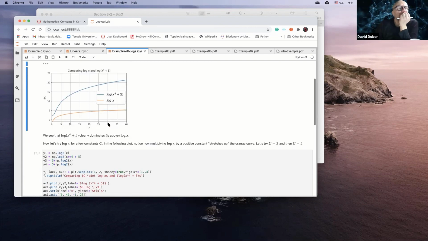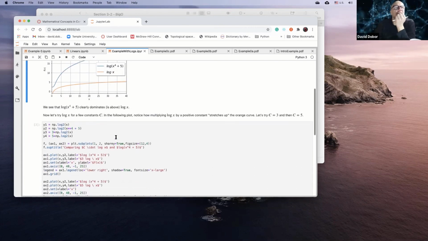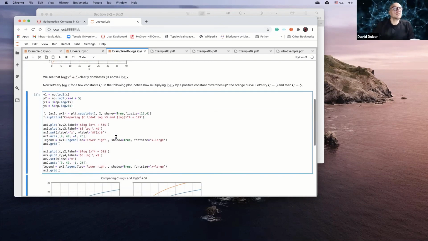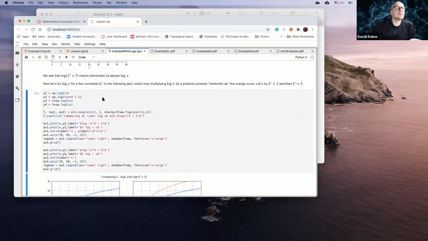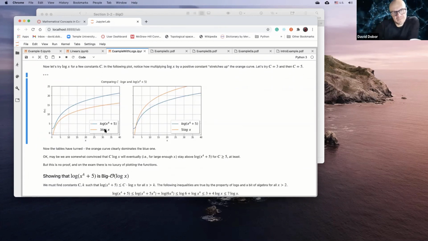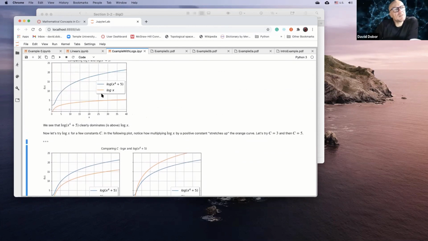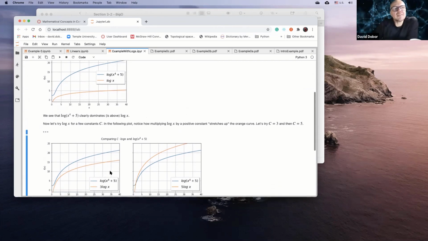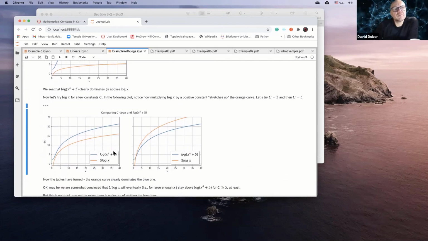Now, if I went ahead and multiplied that log of x by 3, okay, so the orange guy from above, this log of x is now multiplied by 3, and it goes up a little, but it still doesn't cross the blue function. It's still underneath the blue function. So this constant c equaling 3 wouldn't work in this case.